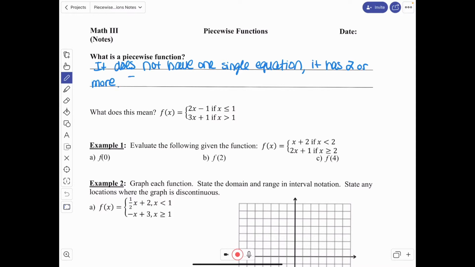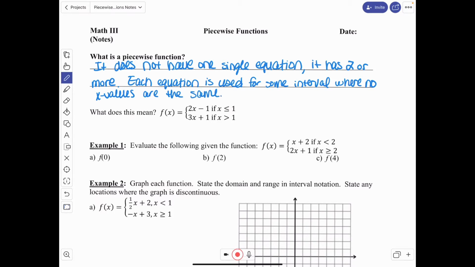And each equation is used for some interval, where no x values are the same. So what does this mean?